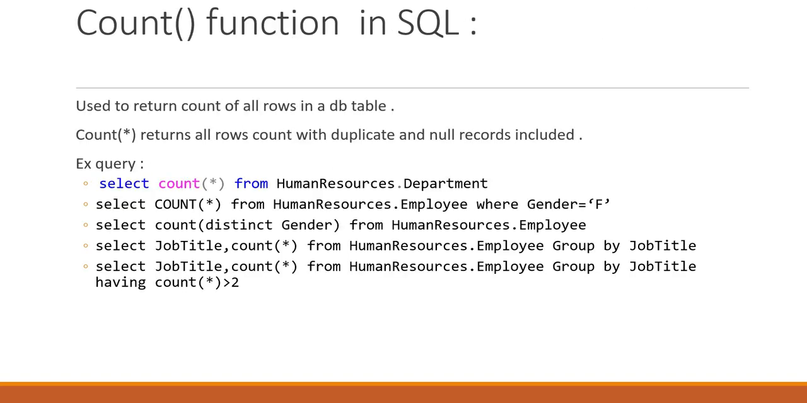So the count function is one of the inbuilt functions in SQL and it returns the count of all rows in the table, whatever table name we have selected. It returns the duplicate and null records as well. So even if there are duplicate records, it will treat them as separate records and print a separate count for the same. We have sample SQL queries on the screen. Let's execute these queries one by one on the SQL editor.